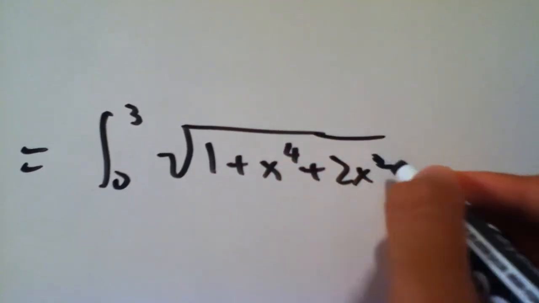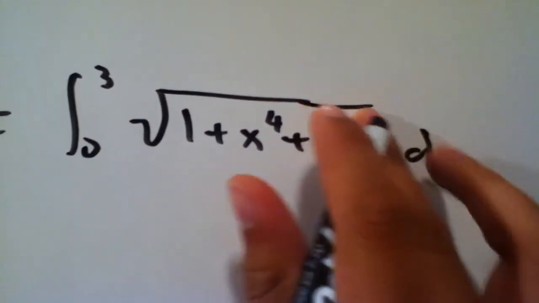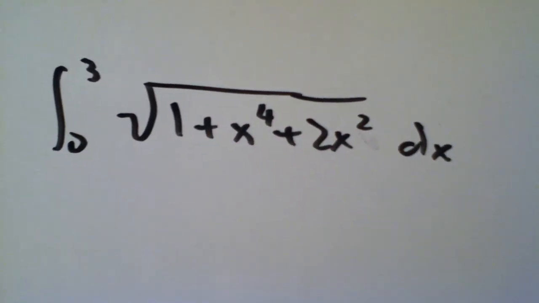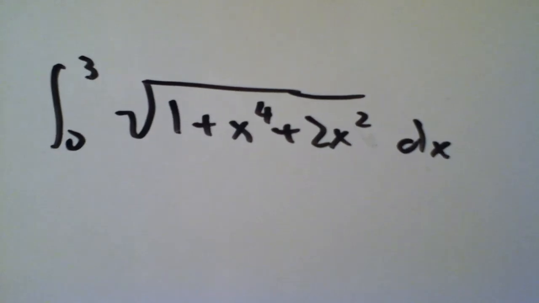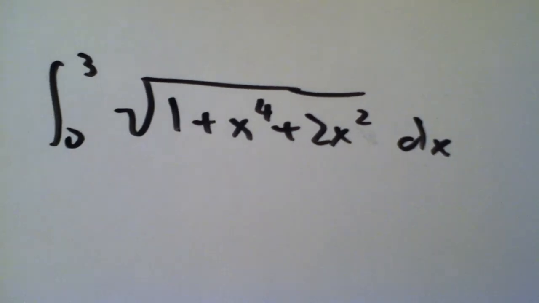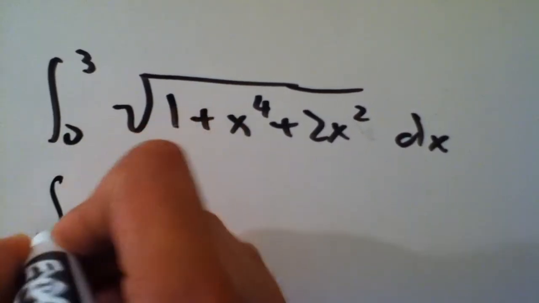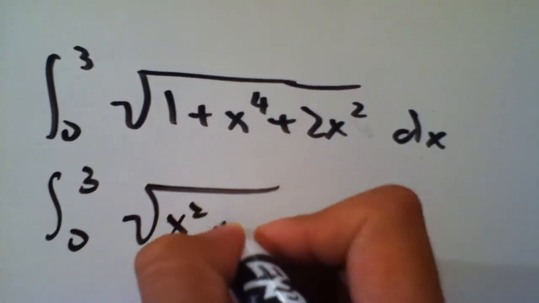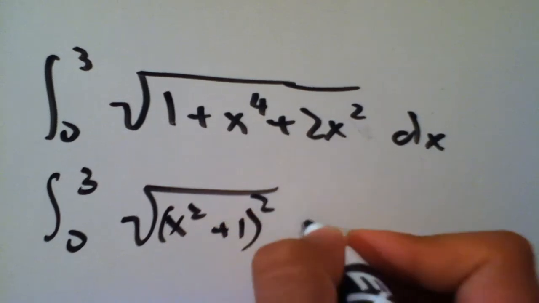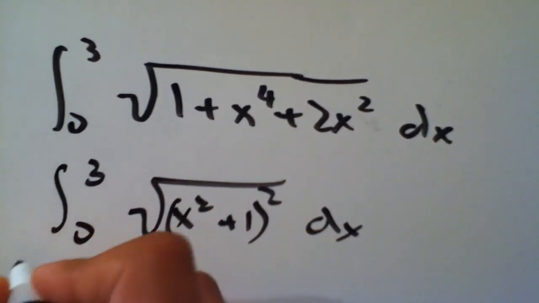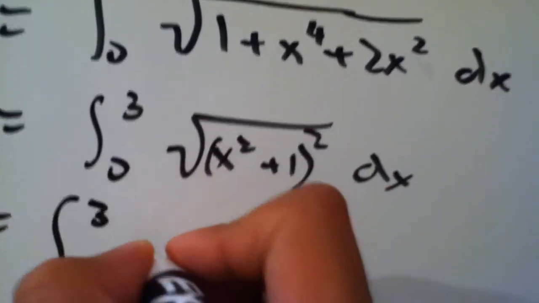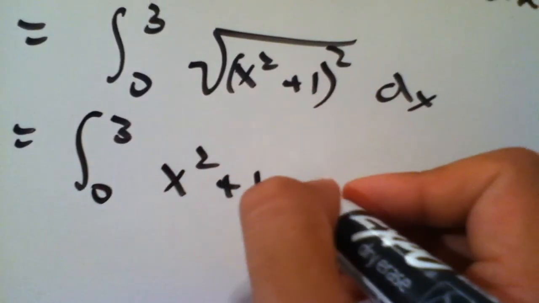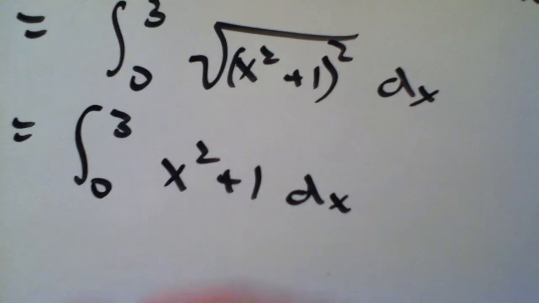You can just clearly see that this square root sign will very soon vanish, because this is just the square root of (x squared plus 1) squared dx. So now we've already gotten rid of our square root, and we just have x squared plus 1 dx.